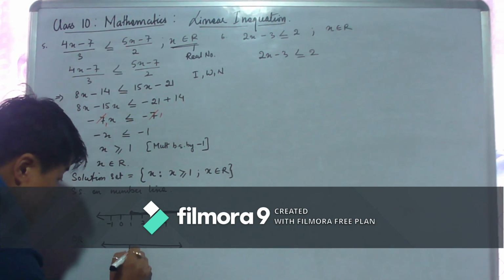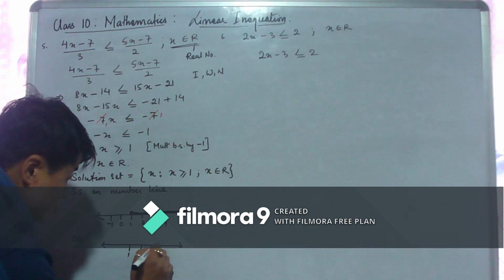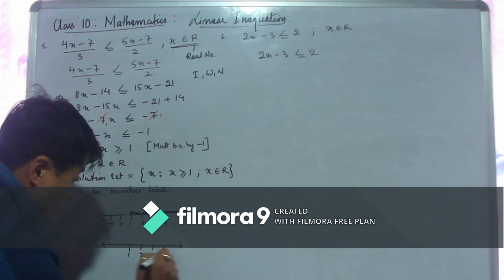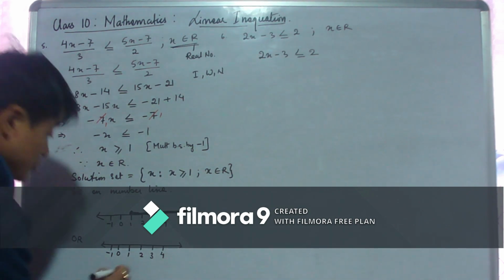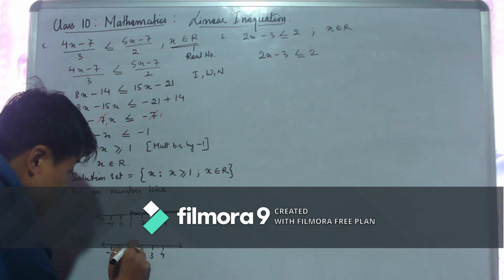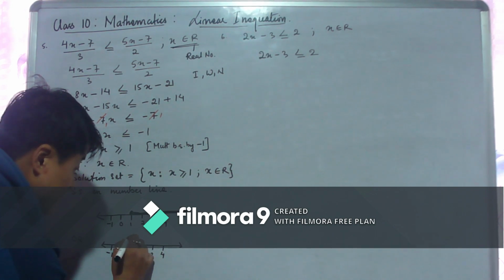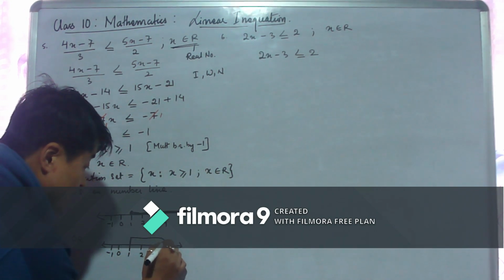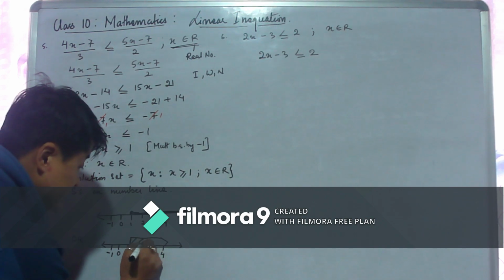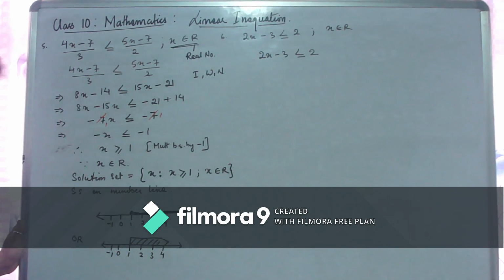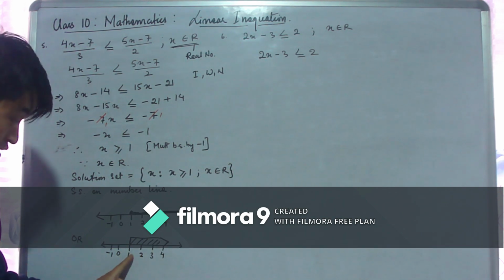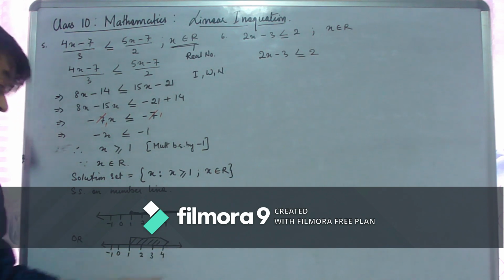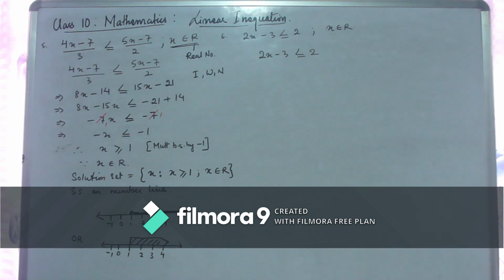We'll write here 1, 2, 3, 4, and we write 0, minus 1. From here we will just make the line, and we make the arrow here and mark this point. From this arrow we will come to know that all the numbers which are equal to 1 or greater than or equal to 1 are the solution set of the given inequation. Okay, these are the two ways we can do this.